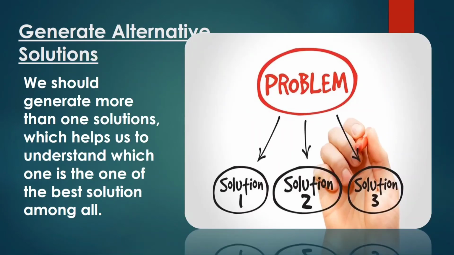Now I'm going to tell you about the second step, that is generate alternative solutions. Means if I am going to bake the cake, I can start having multiple solutions. I can bake in a cooker, I can bake in an oven, I can bake in different utensils also. But which one is better?